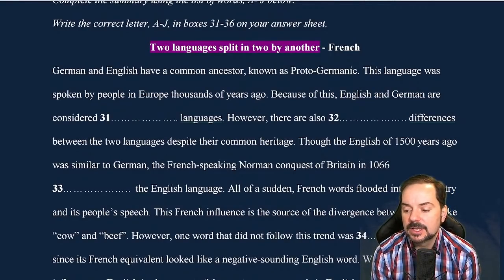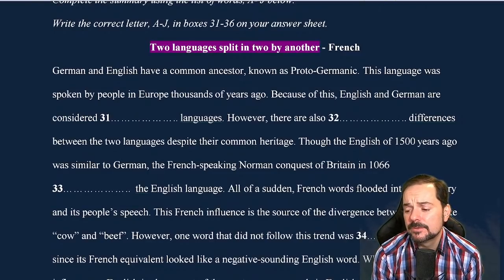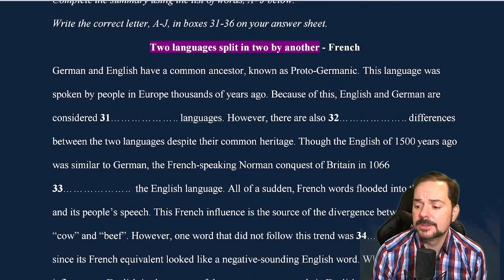What kind of languages are they considered? And you should have pictured this. You should have caught this word. It was very clear. It was at the beginning.